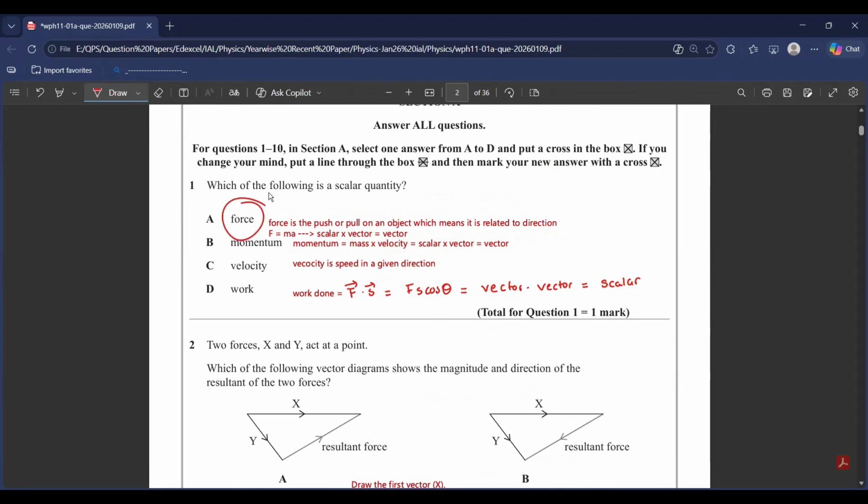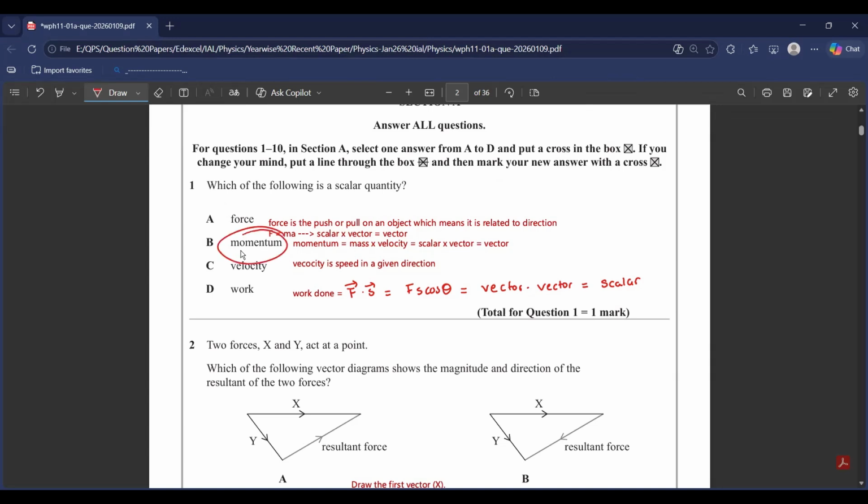First option says force, but what's the formula of force? Force equals mass times acceleration, which means we are multiplying a scalar quantity with a vector quantity. Whenever we multiply a scalar with a vector, the answer is always a vector. And also we know by definition force is push or pull, right? So it has a particular direction. Either you're pushing something to the right, to the left, or whatever. It has a direction connected to it. So it is not a scalar quantity, it's a vector quantity.